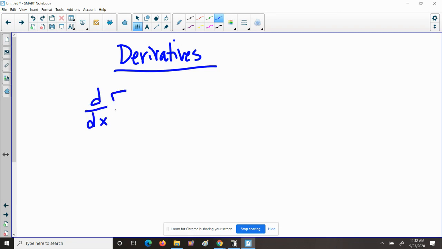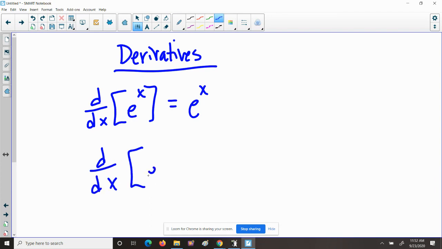The derivative of e to the x is e to the x. The derivative of e to the u, where u is some function of x, is u prime times e to the u.